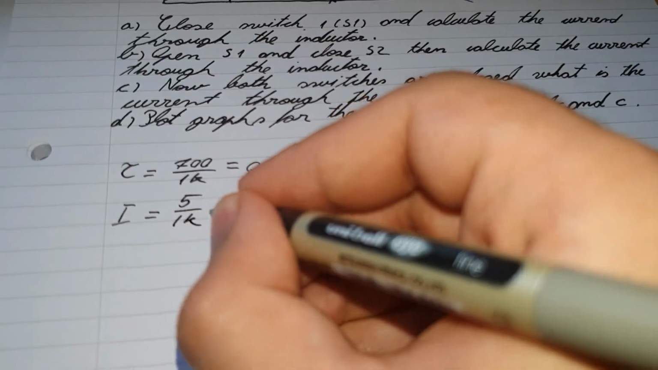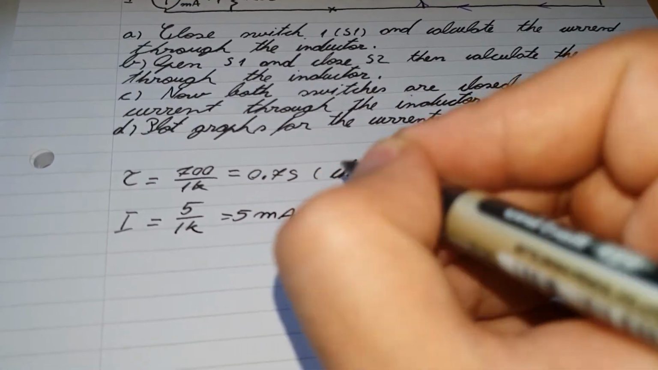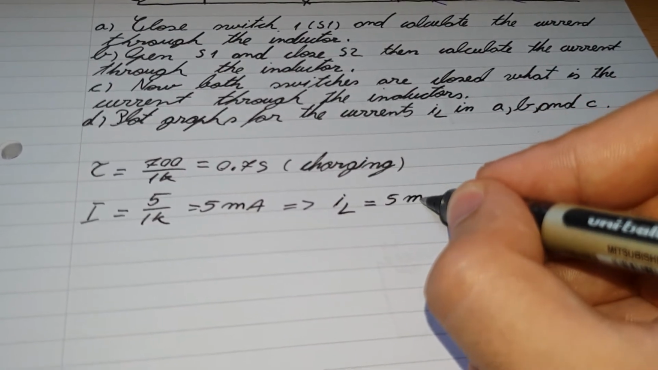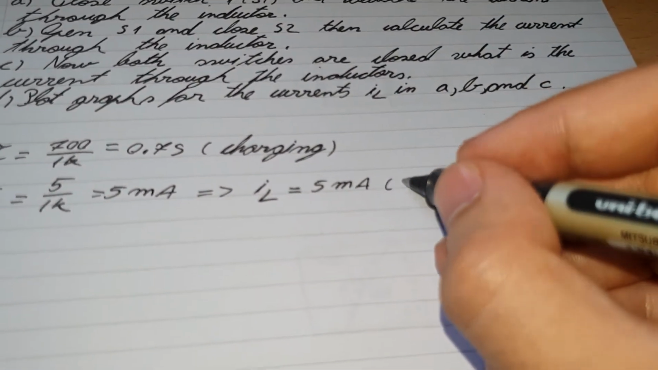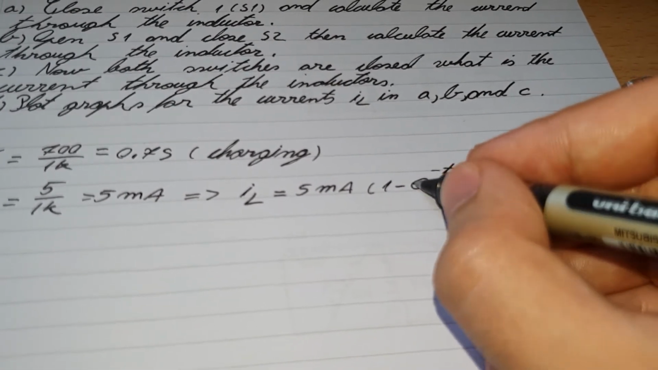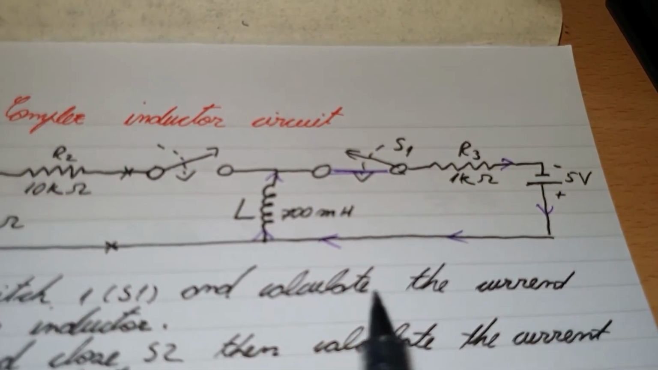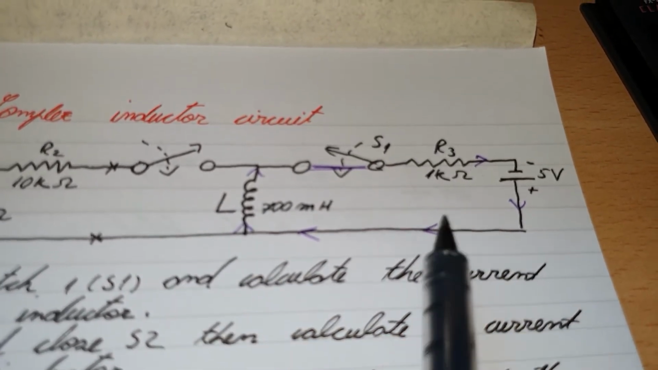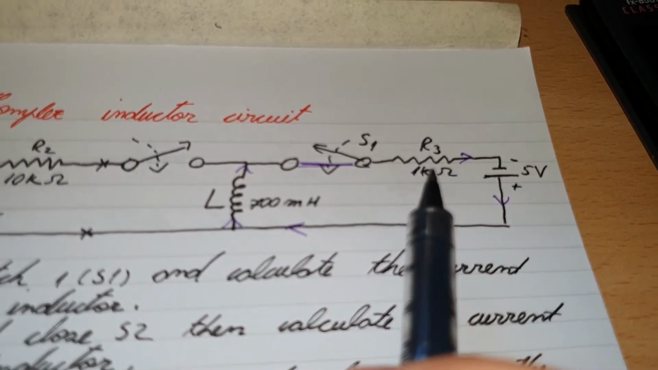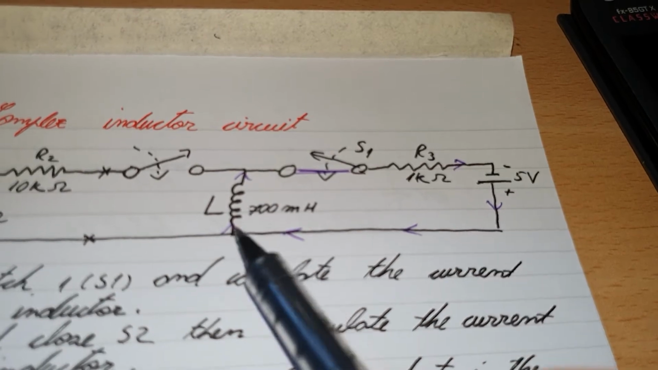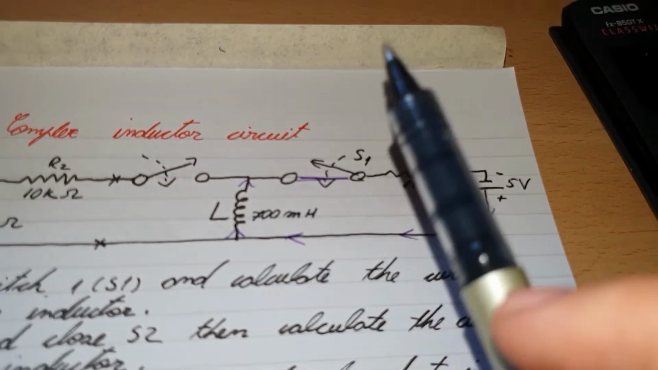So 5 over 1K will be equal to 5 milliamps, and therefore IL will be equal to 5 milliamps, and then we add the time constant term, which will be 1 minus e to the minus t divided by the time constant. There you go. We know it's 5 milliamps because there's only one direction the current can flow, which is this one, and because they are all connected in series, they all use the same current. Basically there's 5 milliamps going through all of them, therefore 5 milliamps goes through this inductor as well.